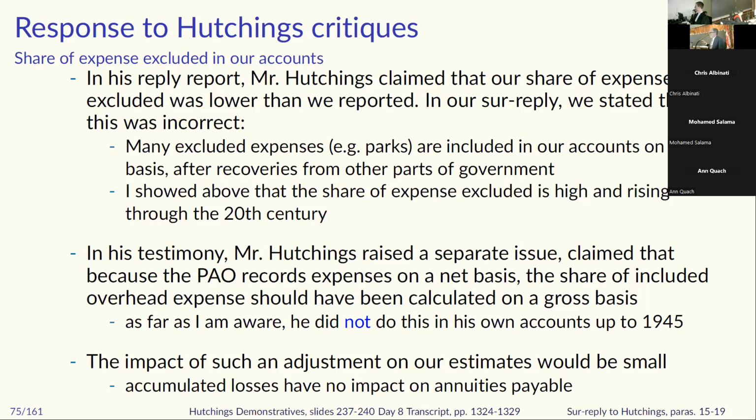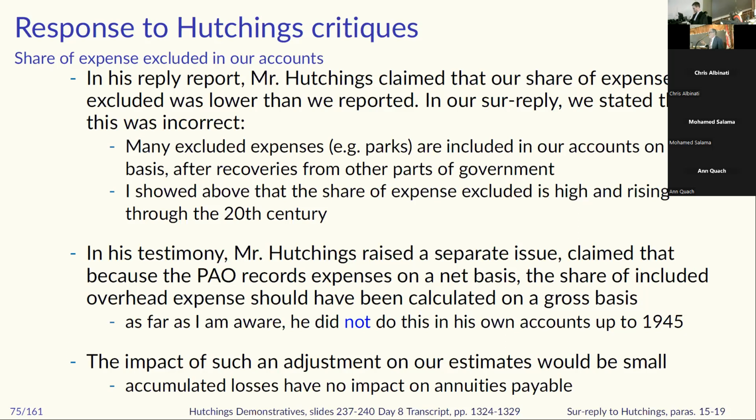is not correct. In our sur-reply, we explained, I think, what was happening that would lead him to conclude that. What happened was that many of the programs that are excluded in our accounts are now being reported on a net basis in the public accounts. That means the spending is reported, but only after deducting the fee revenues the Crown collects to support those programs. A key example of that is the approach to parks in the accounts today.